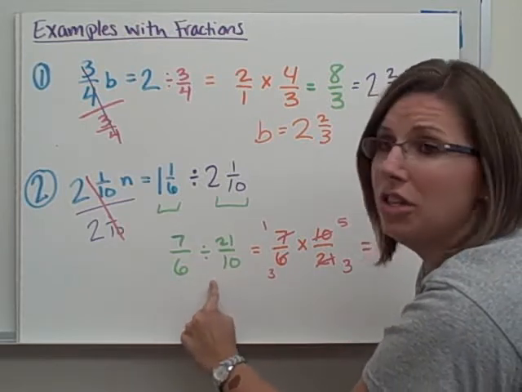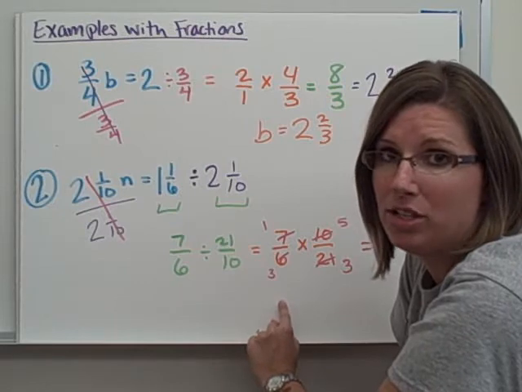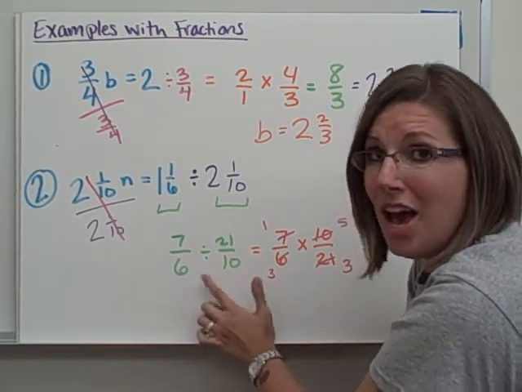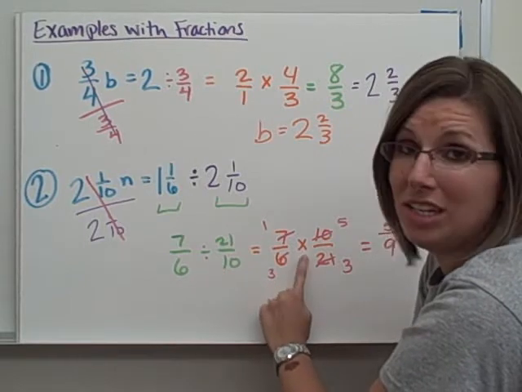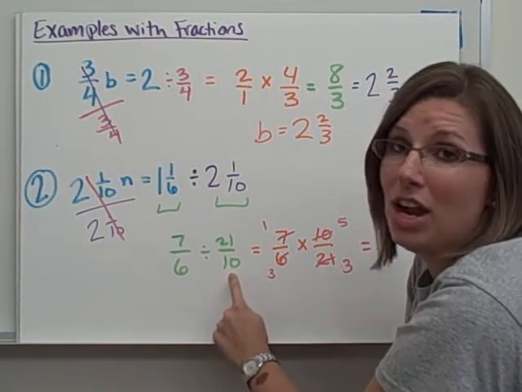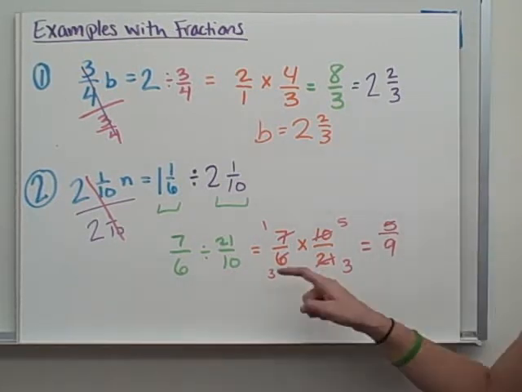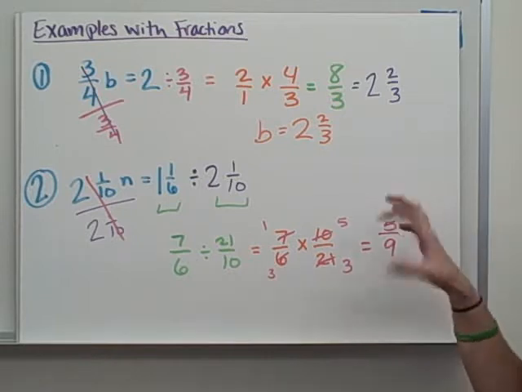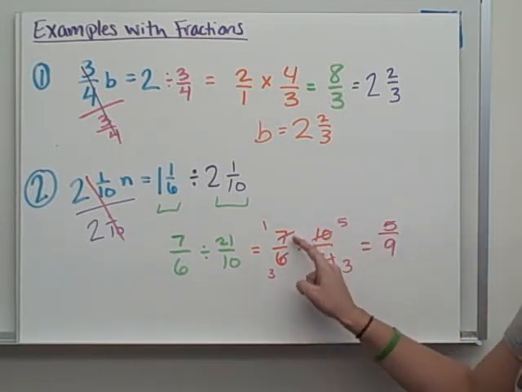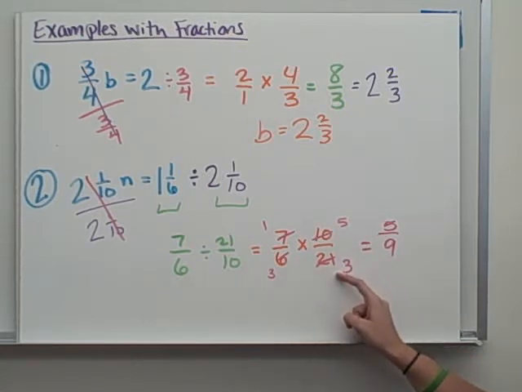Now I have a division of fractions problem. I need to change that to a multiplication of fractions problem. To do that, I keep the first fraction the same. I change the division to multiplication, and then I flip the second fraction over. That's called the reciprocal. So my last step of this problem is to multiply 7/6 times 10/21.